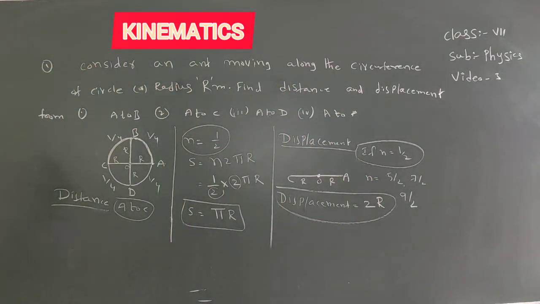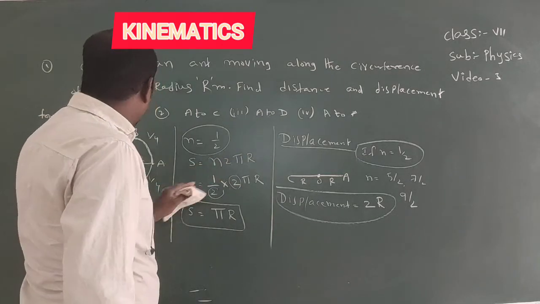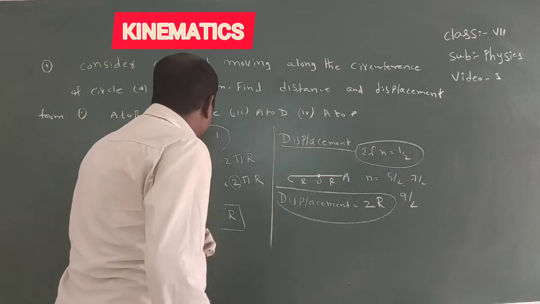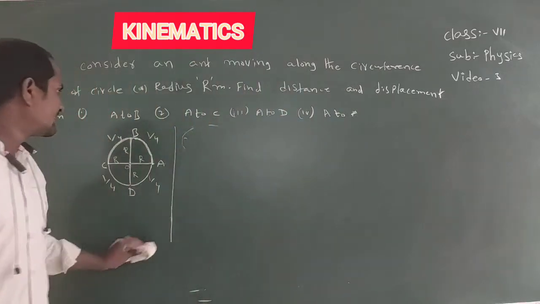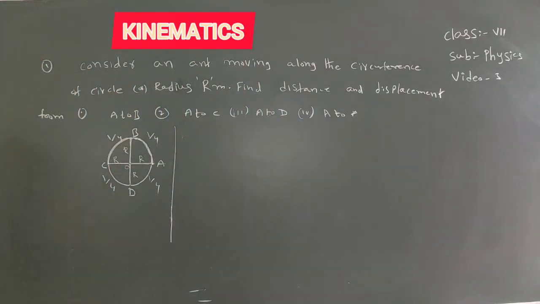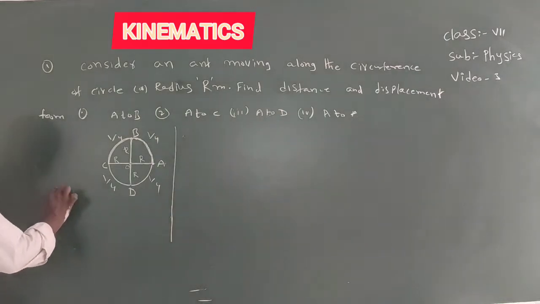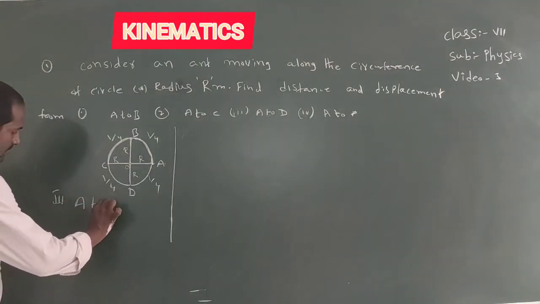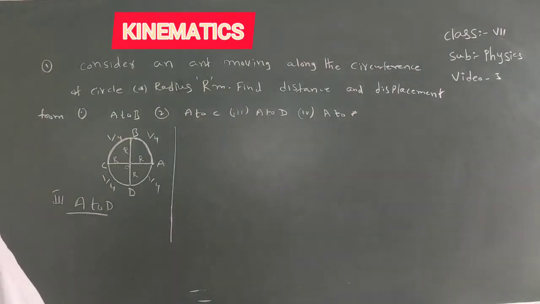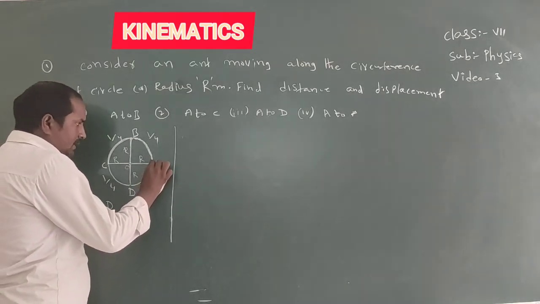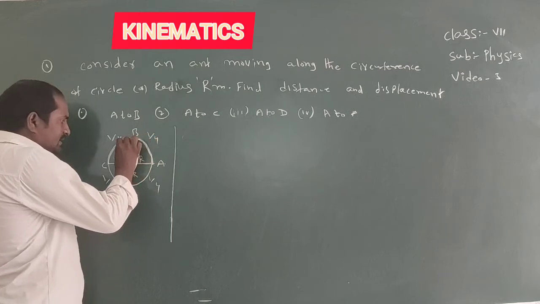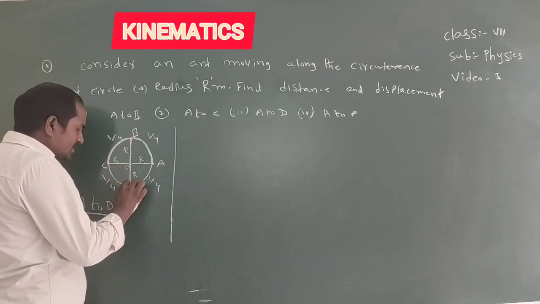Okay, don't forget. Next, the body is moving from A to B. Here the ant is moving from A to B. Then find the distance and the displacement. Okay, now the ant is moving from A to B in the third one. Then find the distance and the displacement. Okay, now listen. The ant is starting from A, it reaches B, again B to C, again C to D.